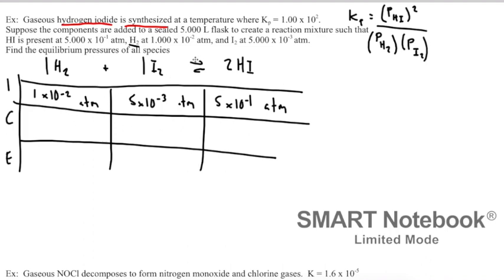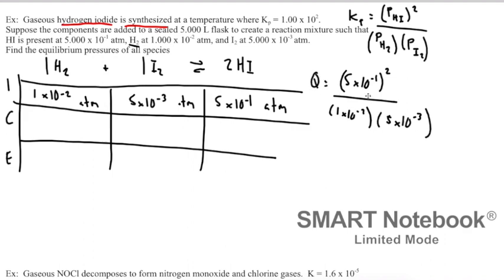So remember what I have to do first. I need to figure out if my change is going to be positive or negative for the reactants or products. So I've got to figure out a Q value. My Q value, I'm just going to use this exact same equation. It's going to be 5 times 10 to the negative first squared divided by 1 times 10 to the negative second, the pressure of H2, times 5 times 10 to the negative third, the pressure of I2.